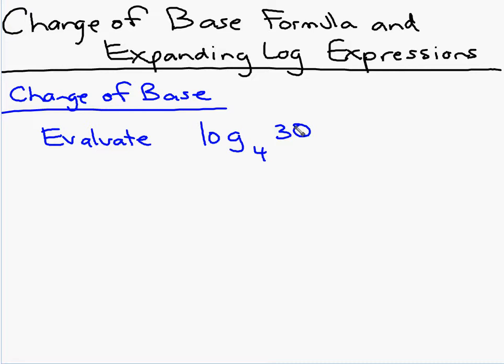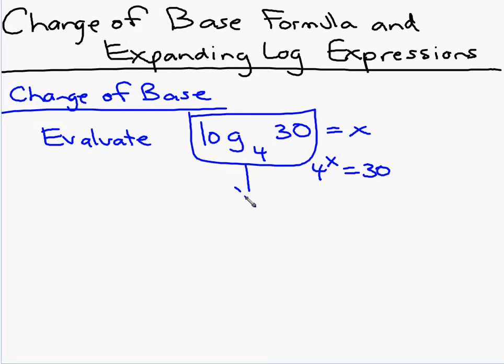Well, this problem would be a challenge if I tried to do the switcheroo, and set this equal to x, and then said 4 to the x equals 30. That's going to be hard, because I can't raise 4 to a power and get 30. But I can do this problem with a calculator using the change of base formula, and it's super simple.